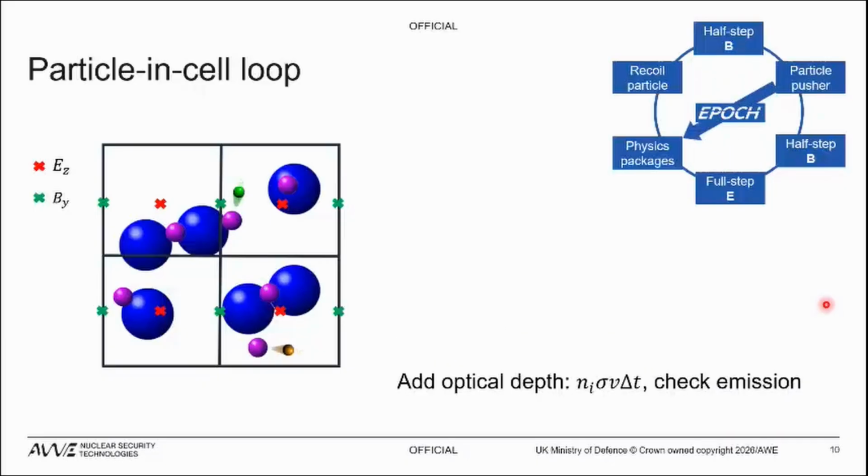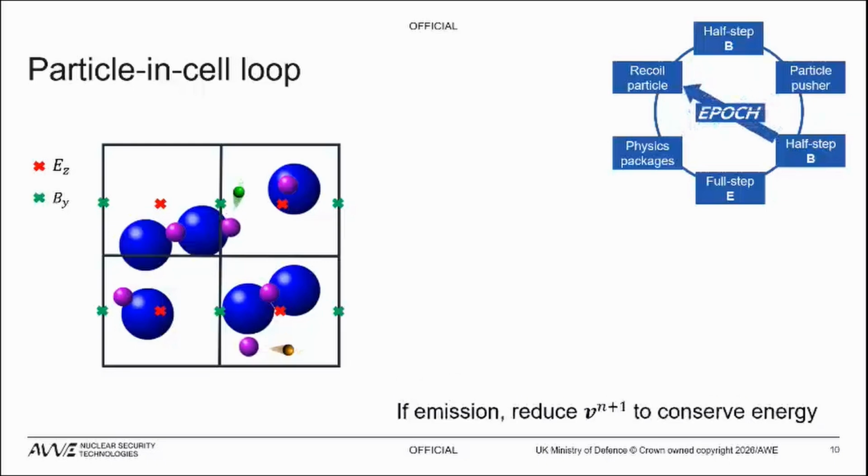So each particle is given a sort of optical depth until emission. So we randomly say this particle will travel this far before it emits, and the progress it makes towards that emission depends on the cross-section of the process you're looking at. We'll get into all this later. This is just an overview at this point. And if a particle does emit a secondary particle, we need to recoil that particle to conserve energy and momentum. And we can iterate this loop for as many time steps as we want until we've modeled the events that we're interested in.